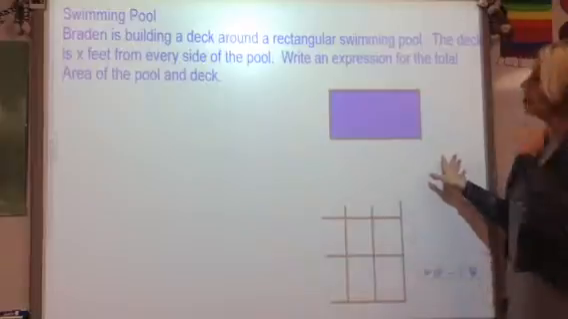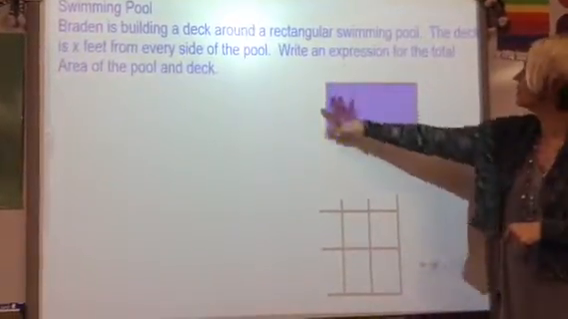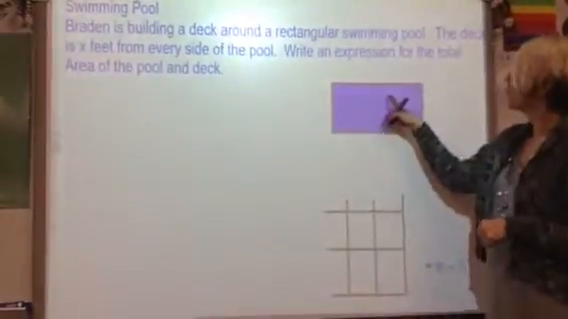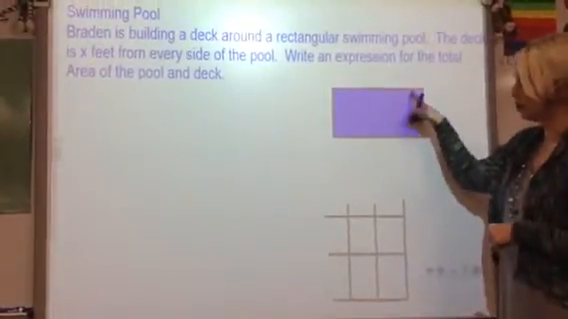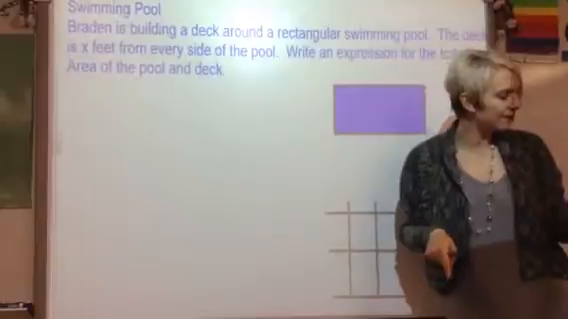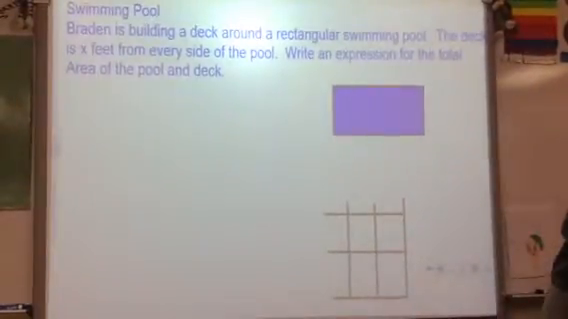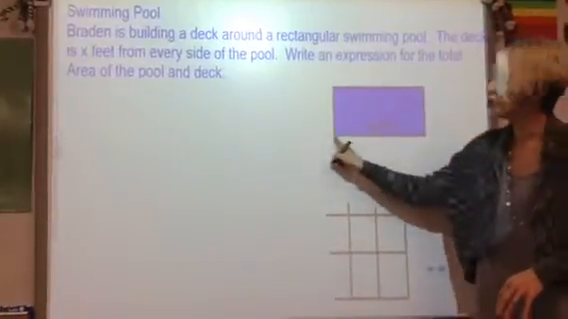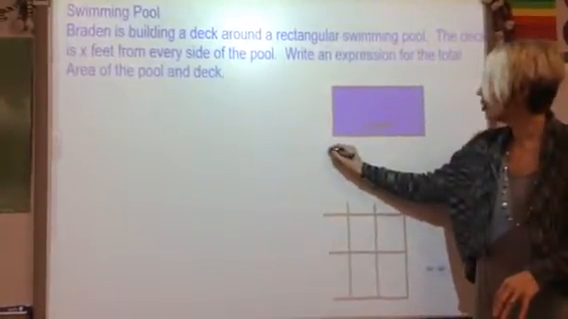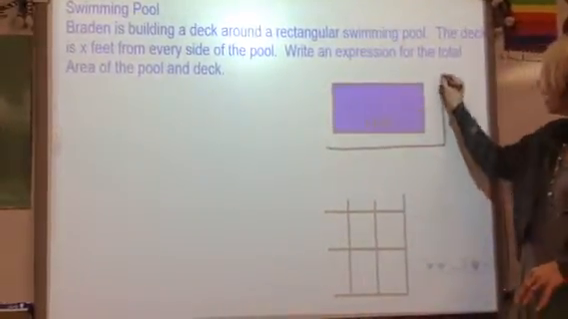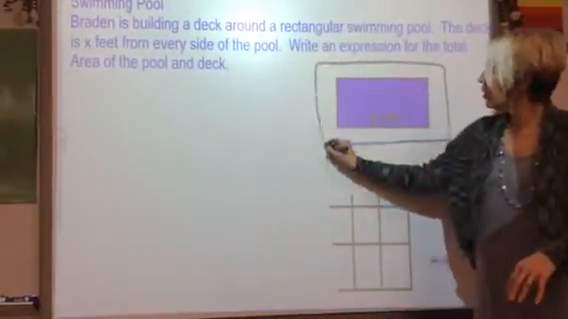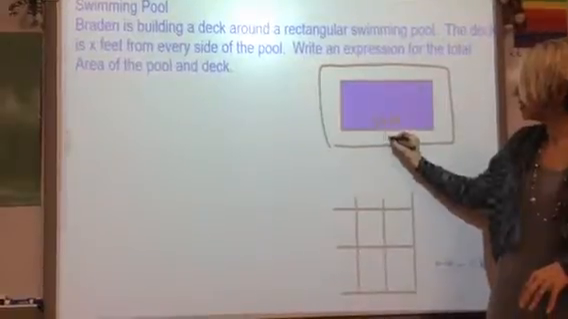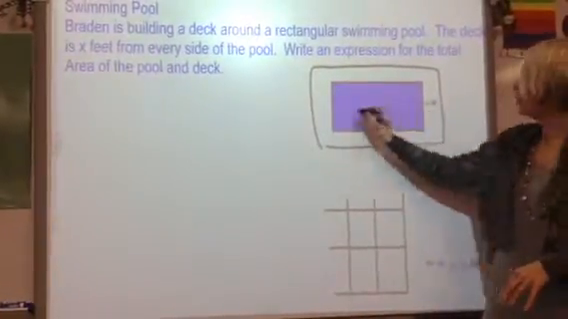Brandon is building a deck around a rectangular swimming pool, so here's his pool, and the deck is x feet from every side of the pool. Write an expression for the total area of the pool and deck. So we have some situations here as far as distance. I know that the pool is 20 feet long, and then I know that he has this deck that's going to go around the pool. And we know that the distance of this deck is going to be x feet from every side.